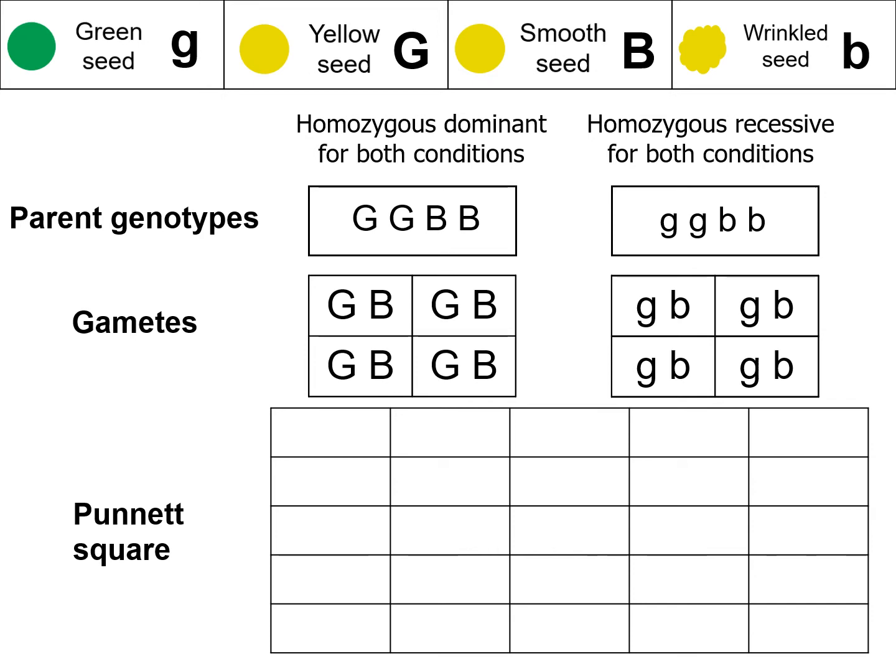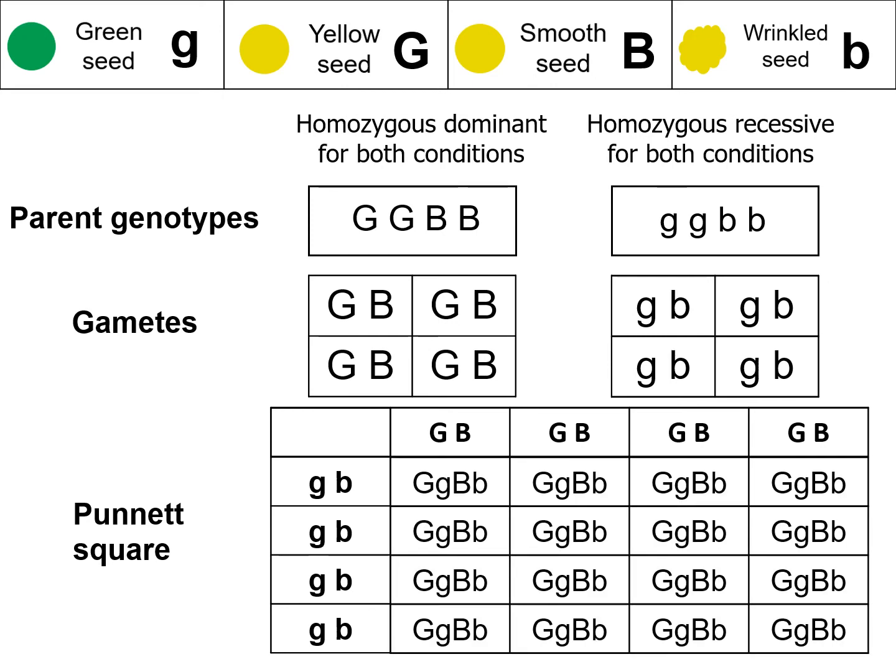When we put that arrangement into a Punnett square with one parent along the top, one parent down the side, we look at that arrangement, and then when we do all our crosses, all of the individual organisms will be heterozygous for both conditions. And if we look back at the top, we can say that all of the offspring will be yellow and all of the offspring will also be smooth.